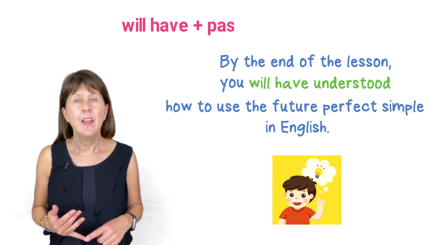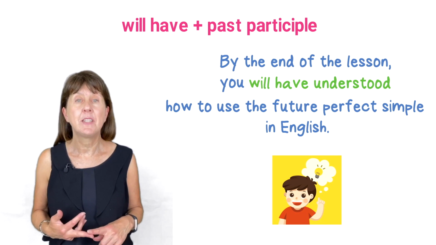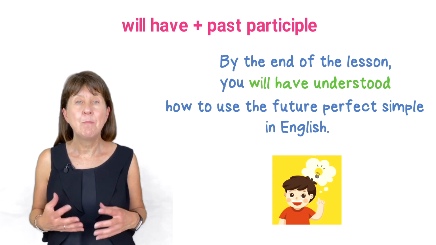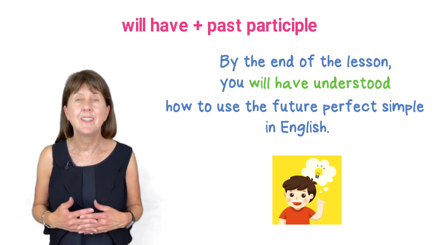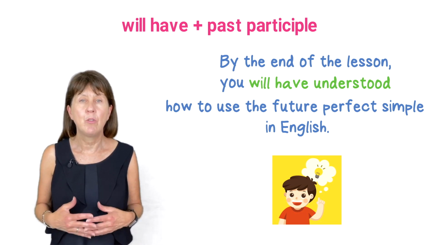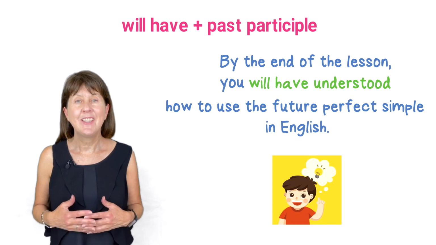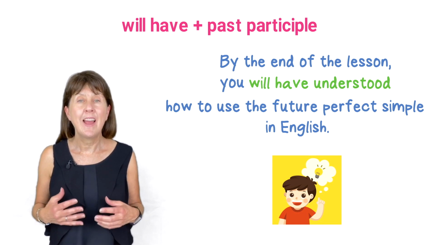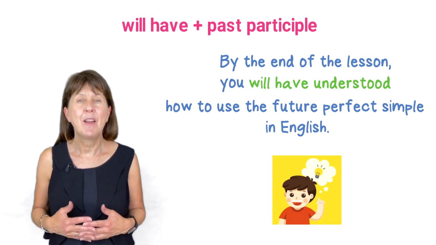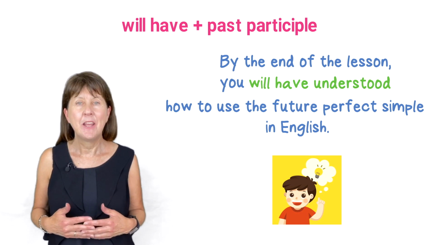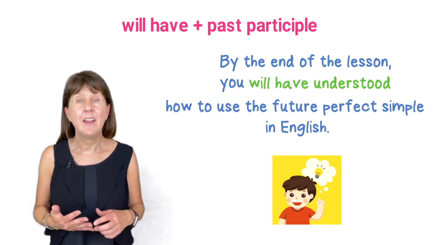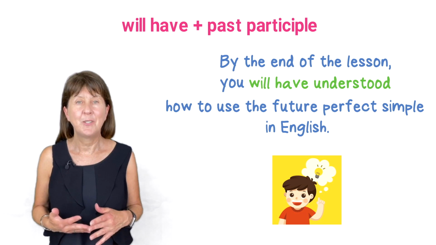It's will, have plus the past participle, and it doesn't matter if the subject of your sentence is singular or plural. The form is always the same. By the end of this lesson, you will have understood the future perfect simple in English. So here we have will, have, understood.